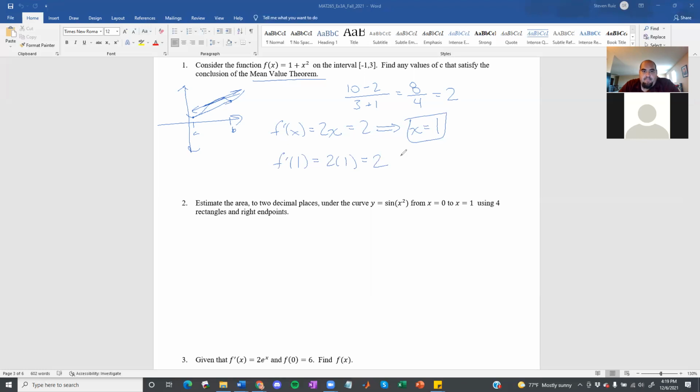Okay. And then the next one: estimate the area, to 2 decimal places, under the curve from 0 to 1 using 4 rectangles and right endpoints. So this one I like to just formulate it. It'd be 0 to 1, the values that were given. And then it'd be 1 minus 0 over 4, which would give us 1/4.